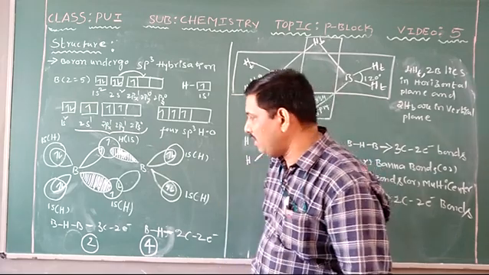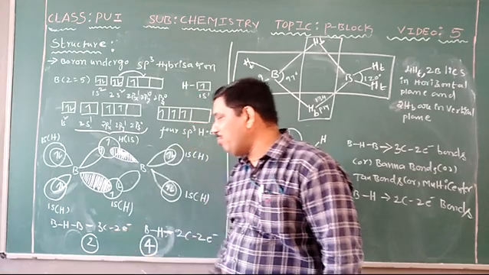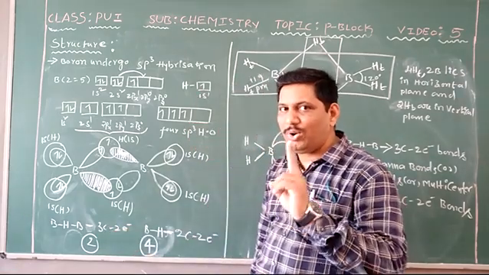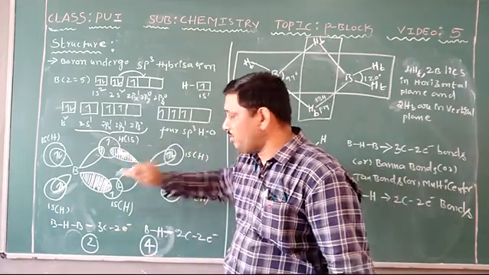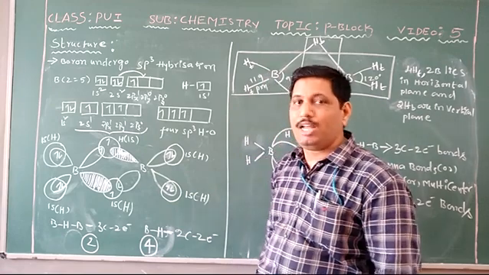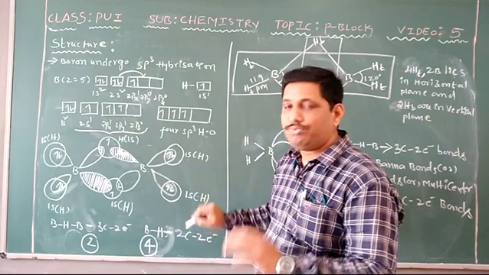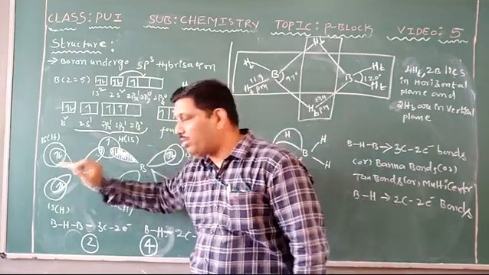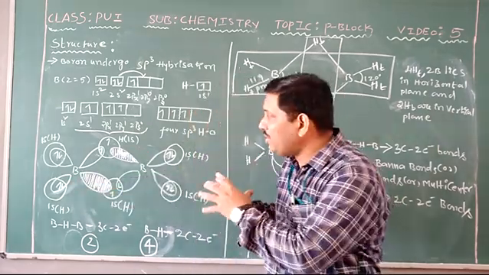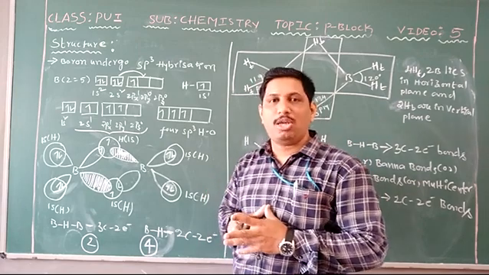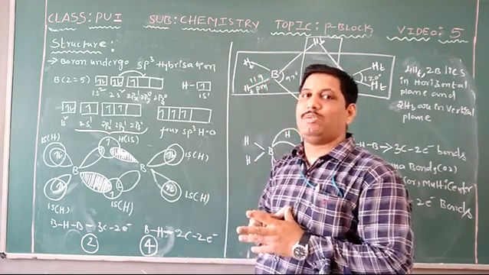In the diborane molecule, the number of BHB bonds or 3 centered 2 electron bonds are only 2. This is 1, this is one, total 2 bonds. In the diborane molecule, BH bonds, that is 2 centered 2 electron bonds, are 4. 1, 2, 3, 4 bonds are present. It is the orbital diagram of the diborane molecule.